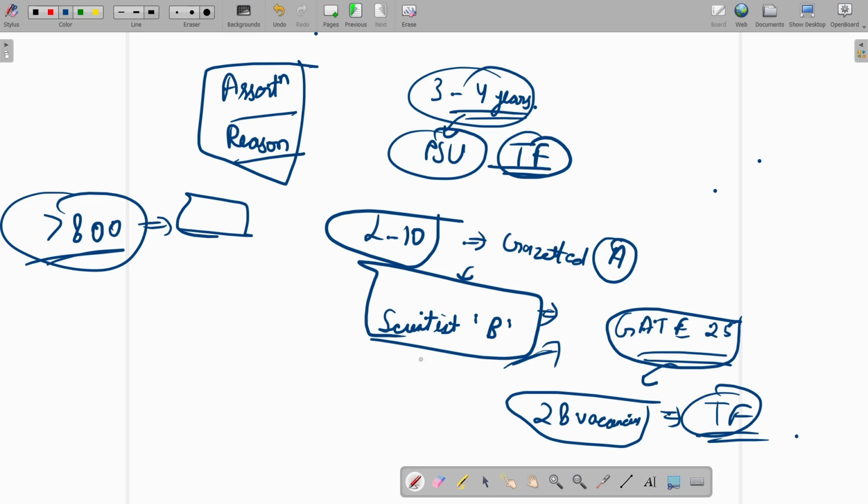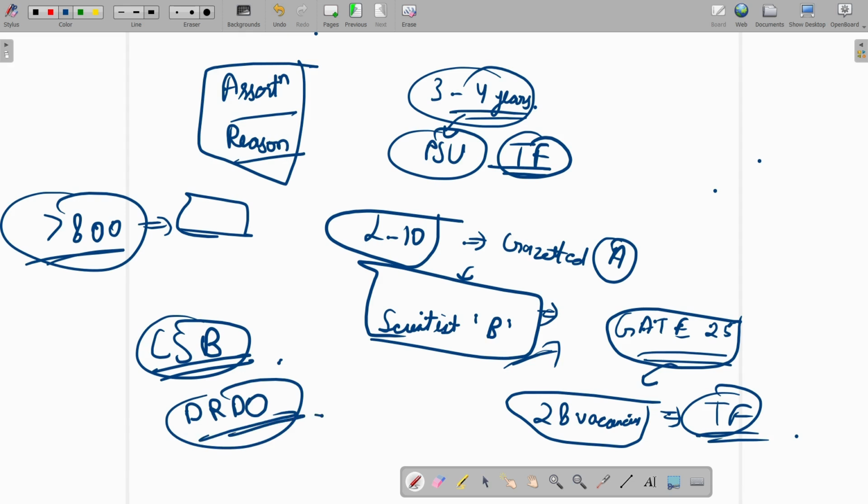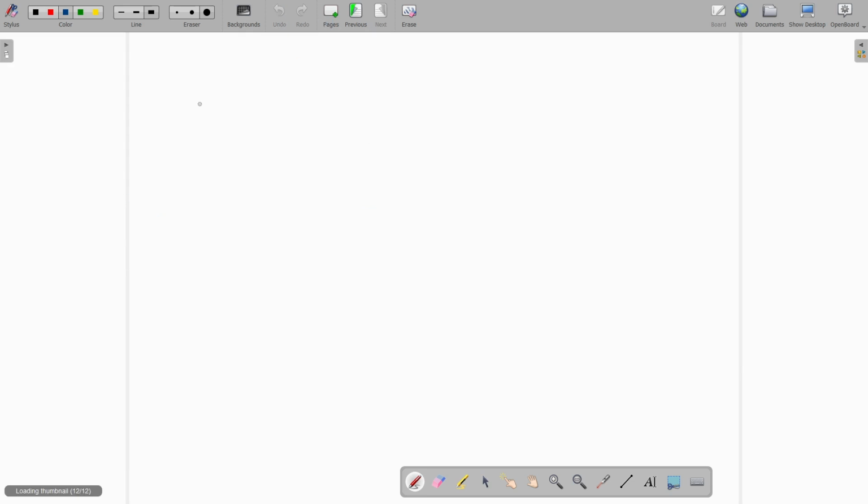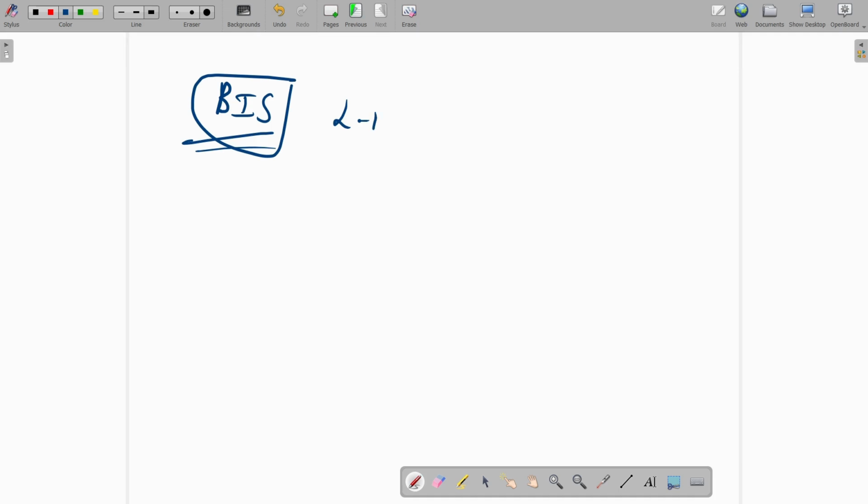And what are the other opportunities that you can look forward to? CSB, Central Silk Board. This is under the Ministry of Textiles. Second one is DRDO, the Defence Research and Development Organisation. Same post, Scientist B, Level 10. Third one is BIS, Bureau of Indian Standards, Level 10, Scientist B. So these are the opportunities that you can look forward to.